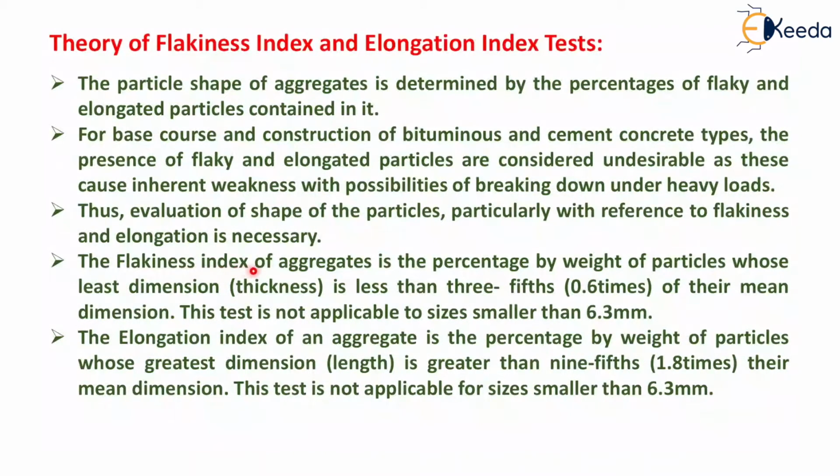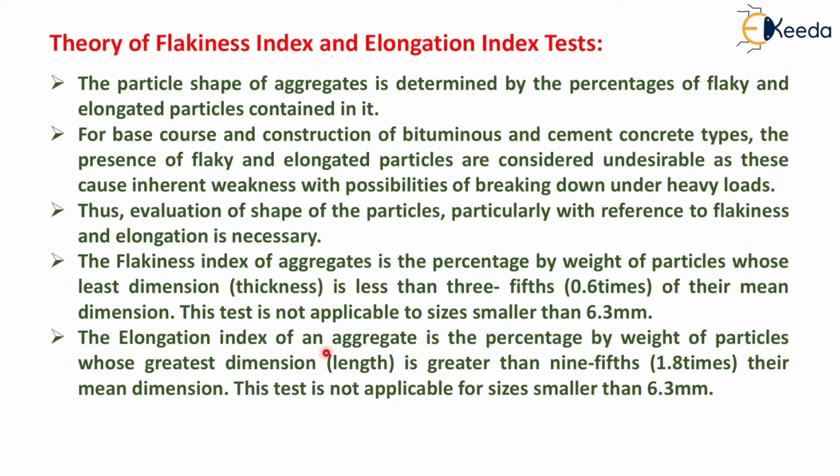The flakiness index of aggregate is the percentage by weight of particle whose least dimension, that is thickness, is less than 3/5 or 0.6 times of their mean dimension. This data is very important from the examination point of view. The test is not applicable to the size smaller than 6.3 mm.